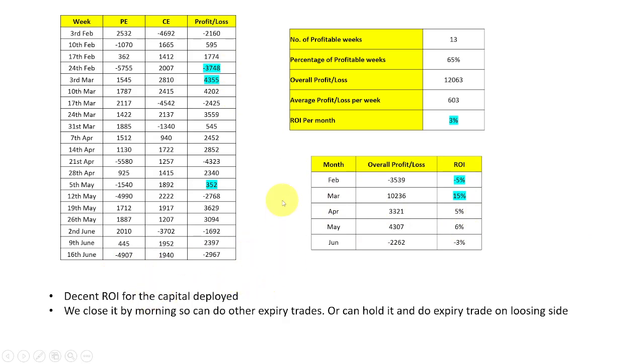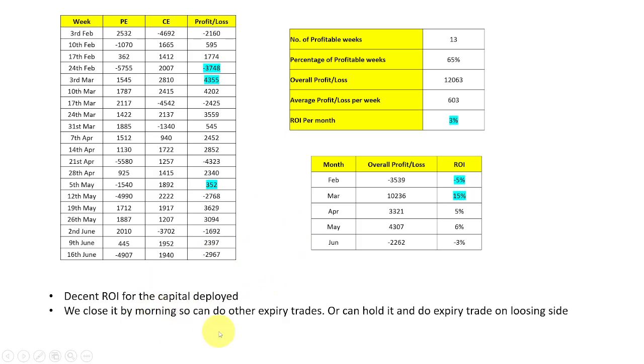As I told, the capital deployed is only 70,000 per lot. So you can go in multiples of 70,000 also, if you want, you can do many lots. And I won't say it's a very, very good return on investment, but definitely a good investment compared to mutual fund or FD or RD or whatever it is. So you can try this strategy.